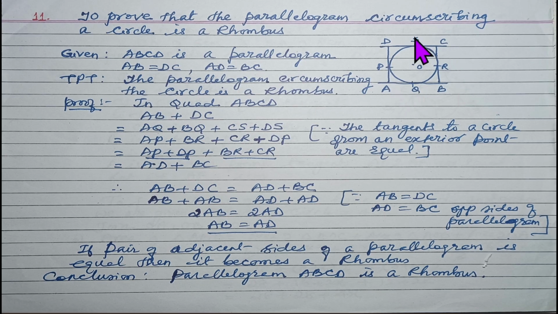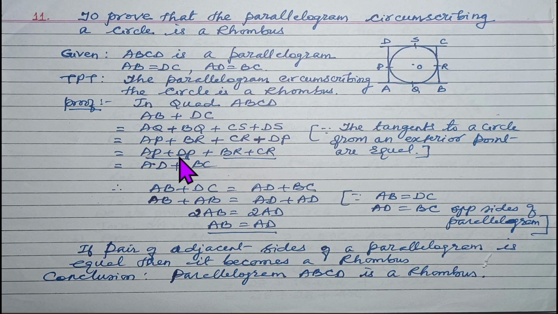Now in quadrilateral ABCD, let us take AB plus DC. So I have taken AB plus DC here. What is AB? AQ plus BQ. A is an exterior point, and AP and AQ are the tangents drawn from the exterior point to a circle. Therefore AP is equal to AQ. Same way BQ is equal to BR. Same way CR is equal to CS. Same way DS is equal to DP.